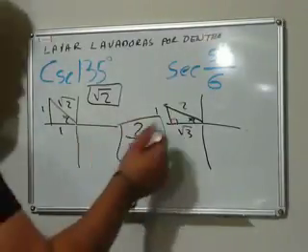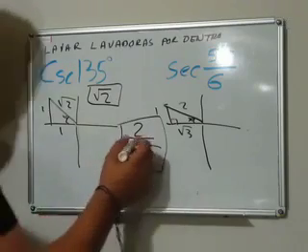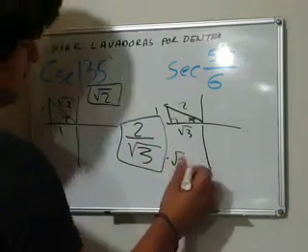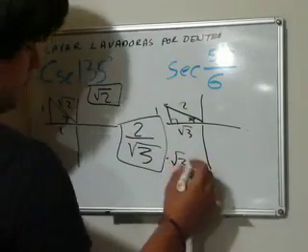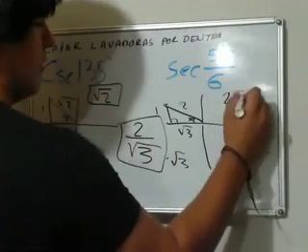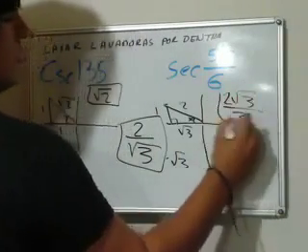Well, 2 over root 3, we cannot leave it with a root 3 on the bottom, so we have to multiply it by root 3, which gives 3 on the bottom. So it's going to be 2 root 3 over 3. And that's it.